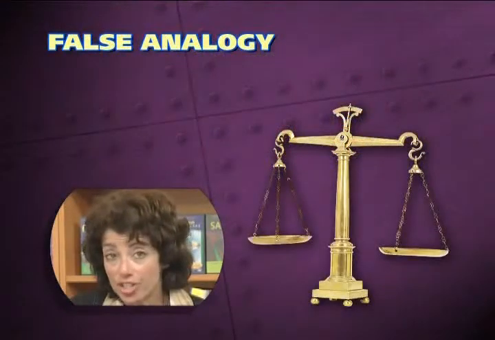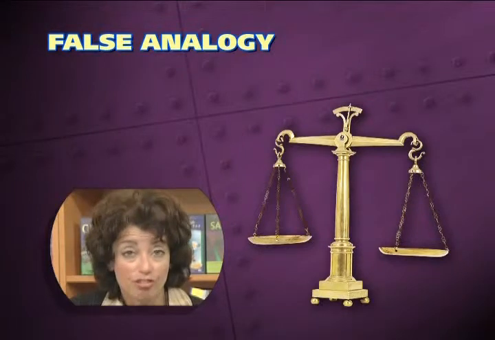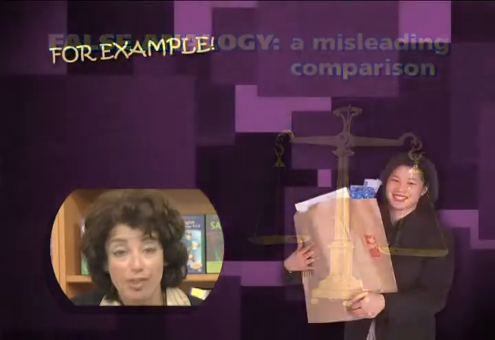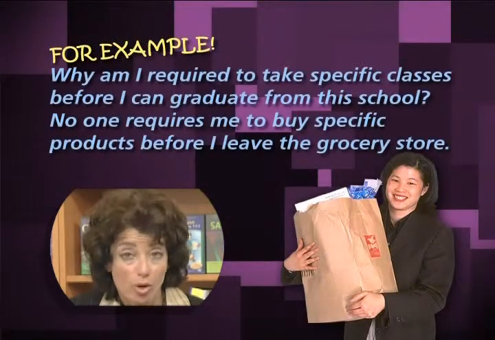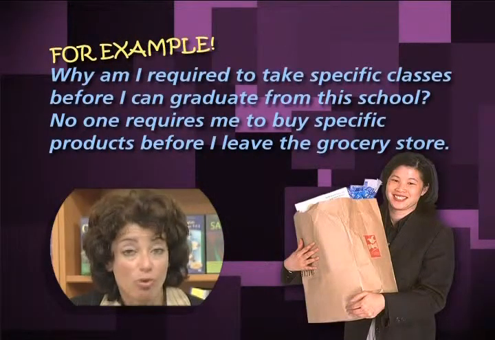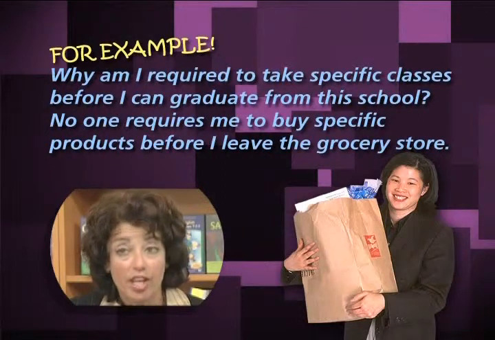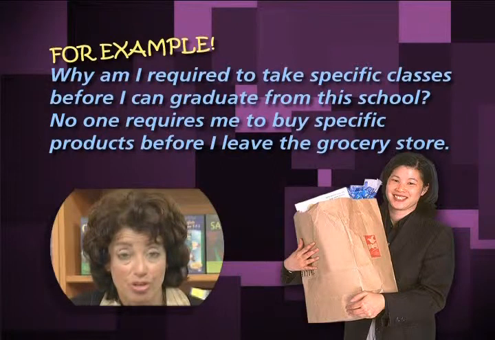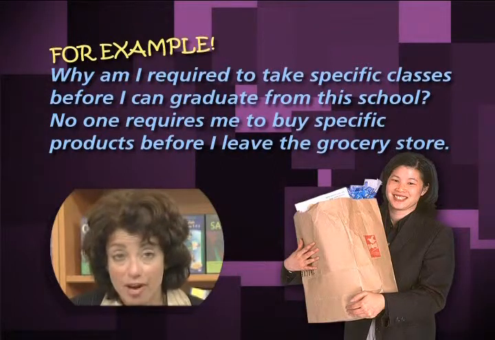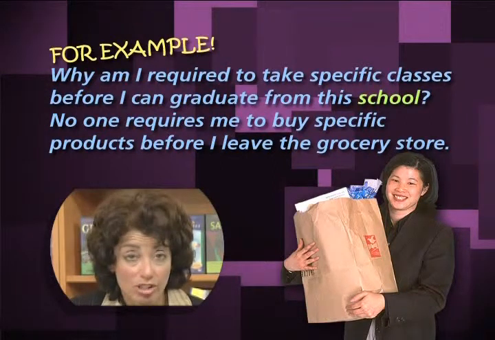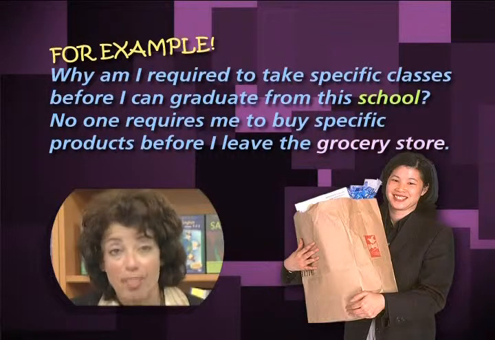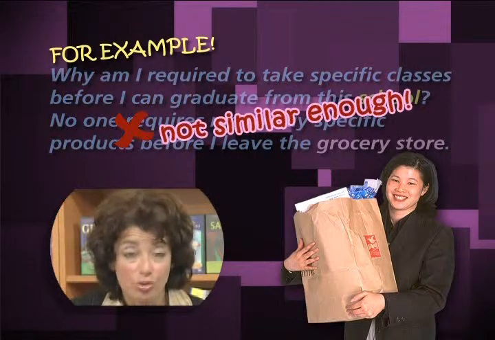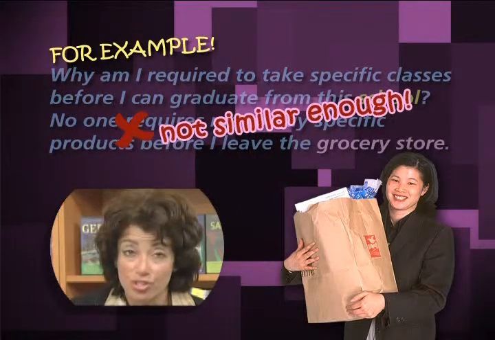A false analogy is another type of logical fallacy. And this is a misleading comparison. For example, why am I required to take specific classes before I can graduate from this school? No one requires me to buy specific products before I leave the grocery store. In this analogy or comparison, you're comparing school to grocery stores. They cannot logically be compared because they're not similar enough. A school is not a grocery store, and a grocery store is not a school.